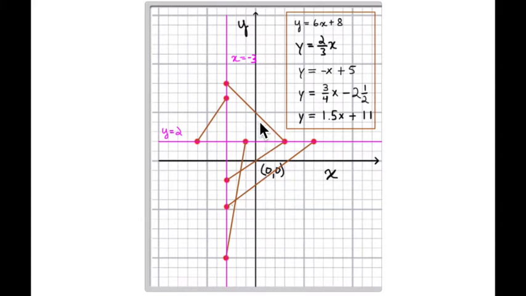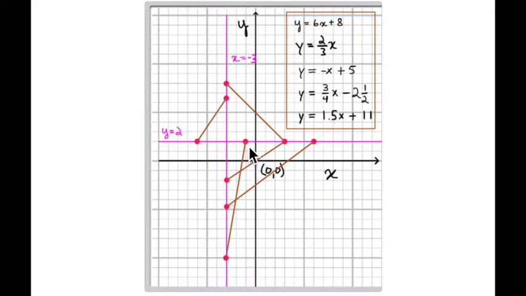This line has a y-intercept of positive 5. That's this line right here. So this equation matches this line. So now we just have two left, this line and this line. So this equation here, y equals 6x plus 8, and this equation down here, y equals 1 5/10 x plus 11. So which one of these is steeper, has the larger slope? Well, this one does. So this is going to have the larger slope, which is 6 compared to 1 5/10.